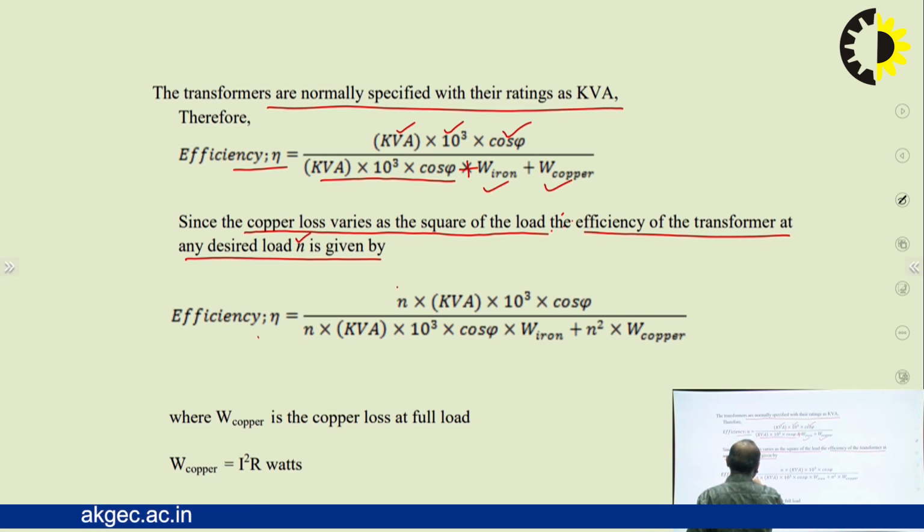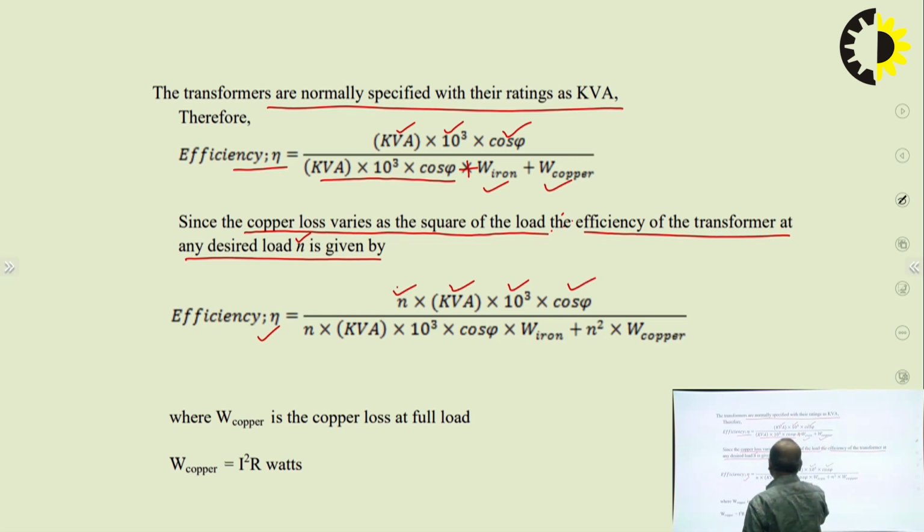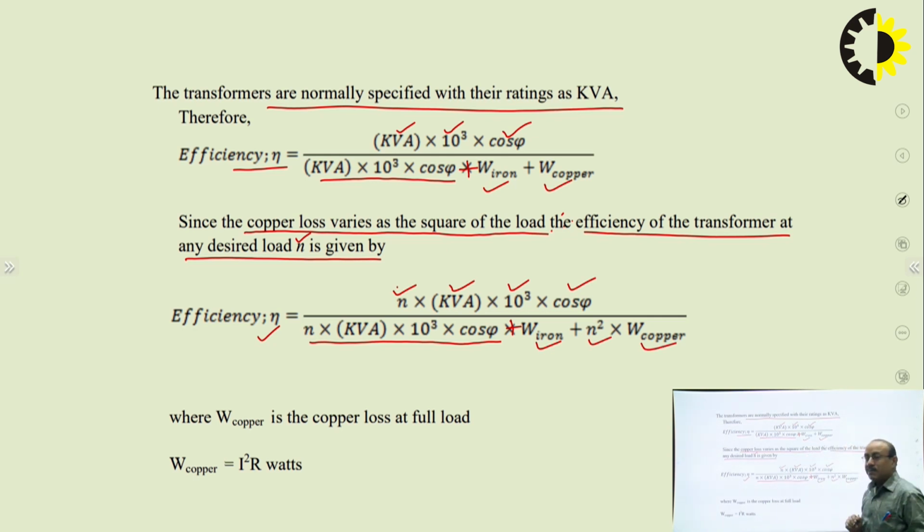That efficiency can be written as n into kVA, the rated kVA, into 10 raised to power 3 into cos phi, the power factor of the load, divided by n into kVA into 10 raised to power 3 into cos phi, plus iron losses plus n square into copper losses. Why are we taking n square with copper losses in multiplication?